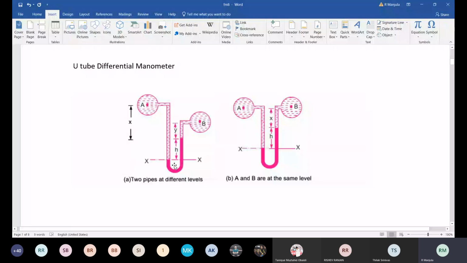Let us take H as the manometric liquid, the manometric head or the heavier liquid. X is taken as the datum, and Y is the difference between the lowest elevation of the point and the manometric level. So that is considered as Y. And here, when both the liquids are the same, this is taken as X and this is taken as H. So always this is the datum and the top point is considered as the manometric head.